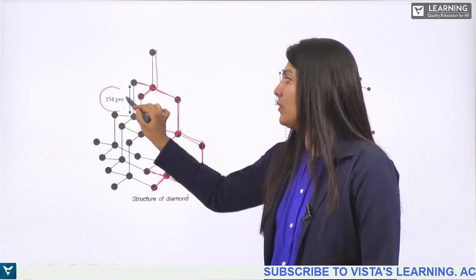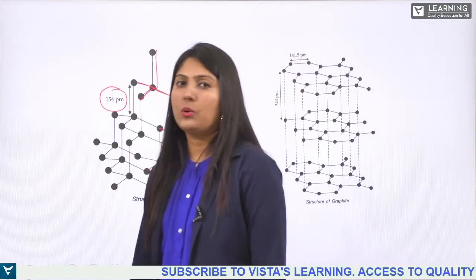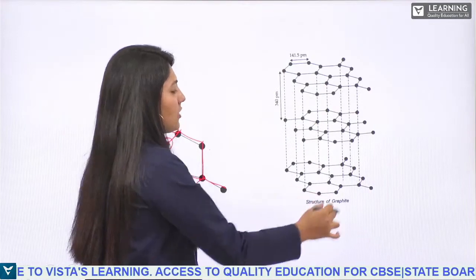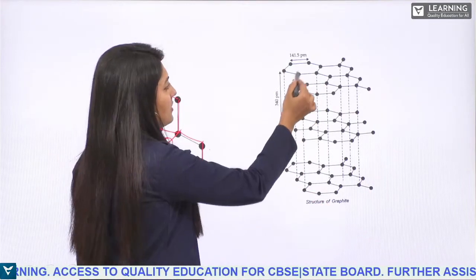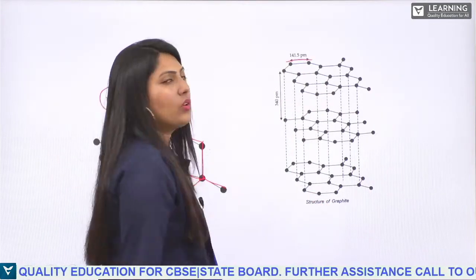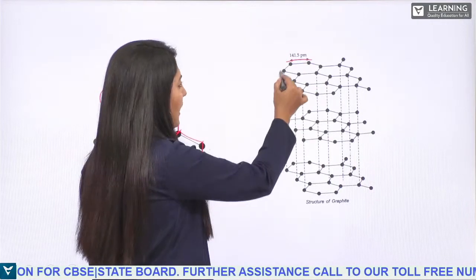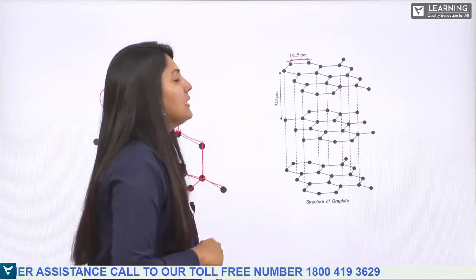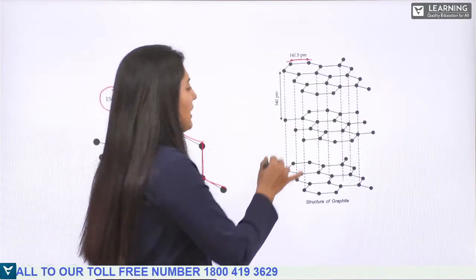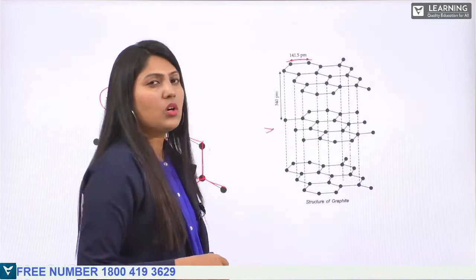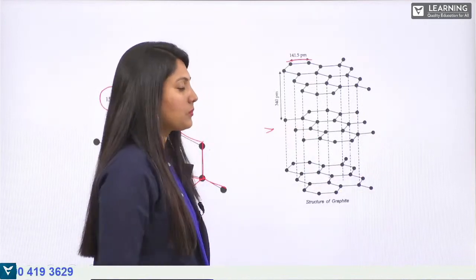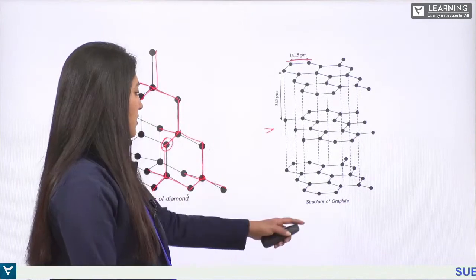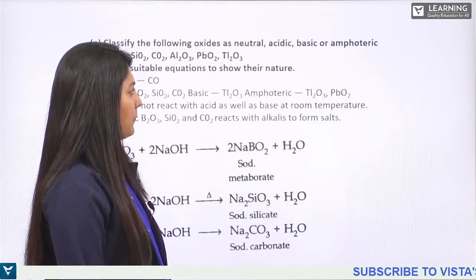Its bond length is 154 picometer, whereas for graphite you can see there are hexagonal layers. Within a layer the bond length is 141.5 picometer, whereas the distance from one layer to the other layer is 340 picometer. Easily you can apply a small force and remove the outer layers. So this is the structure of graphite.